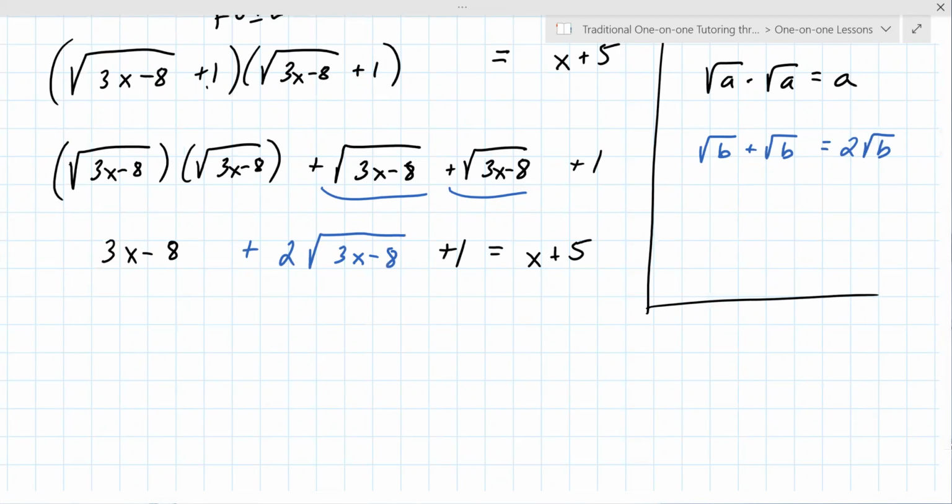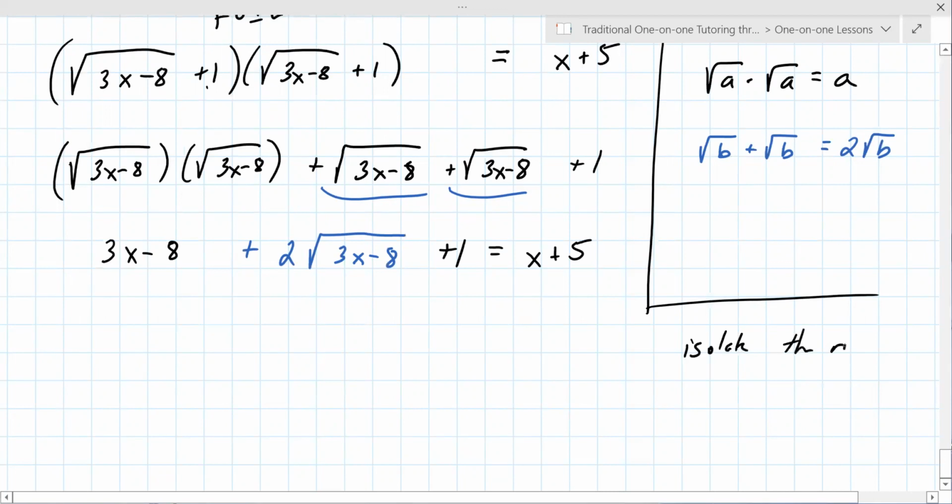Did it get worse though? That's what I'm really asking. Do you see how it got worse before it... Yeah. Okay. So from here, you're like, what do I do now? Well, the goal is actually to isolate the root again, because there's only one root now.